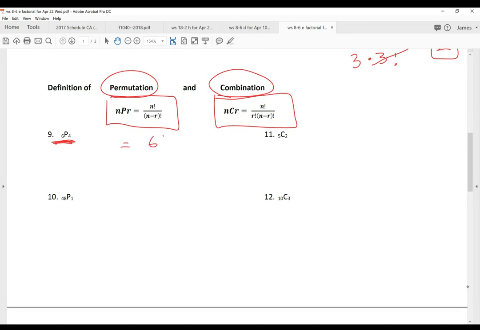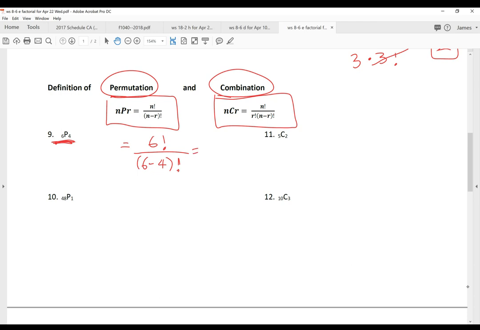So you start with the 6 on top. And then 6P4, so now on the bottom, you do 6 minus 4. And then you put the factorial afterwards. So again, just like the other problem, if it's a fraction, you want to cross out, cancel out.